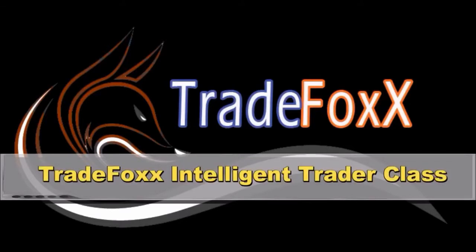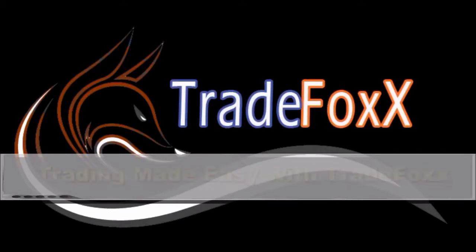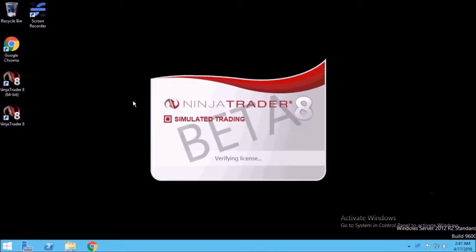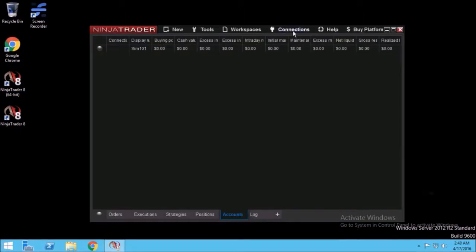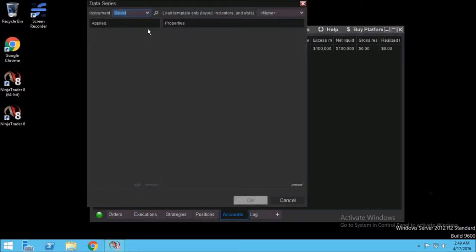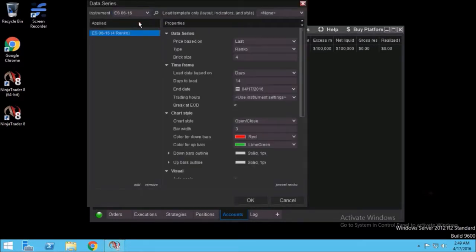Let's begin our class on how to trade using TradeFoxx Intelligent Trader. Okay, open NinjaTrader. Click on your data connection. When the data connection is green, click the File menu. Now click on New Chart. Now choose your indices. In this case, we will use the ES. You can search by typing ES on the upper left instrument search icon.